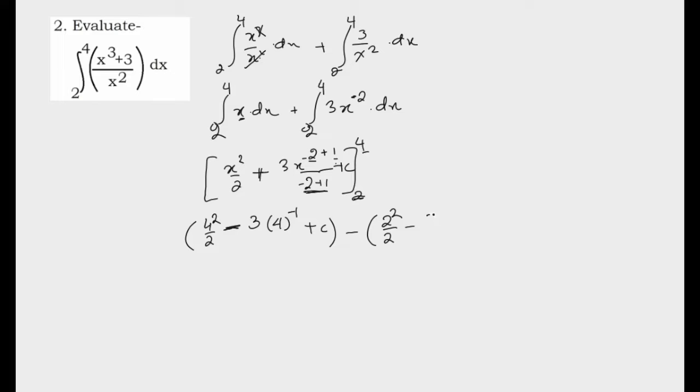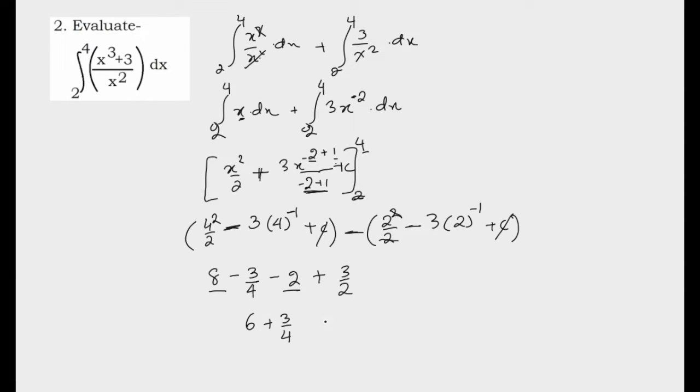Minus 3 times 2 to the power minus 1, and plus c. So first thing first, we should cancel c. 4 squared is 16, divided by 2 is 8, minus, and this is a negative exponent, so it will become positive by going down, so it becomes negative 3 over 4, minus, this cancels with this, so 2, and plus now, this negative and this negative makes it plus, and we get 3 over 2. So 8 minus 2 is 6, and 3 over 2 minus 3 over 4 will be 3 over 4.